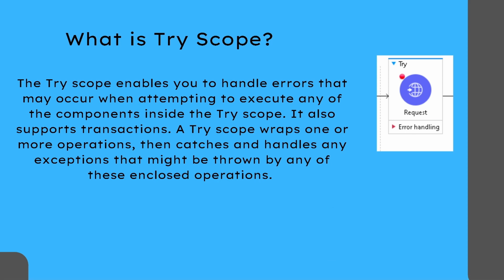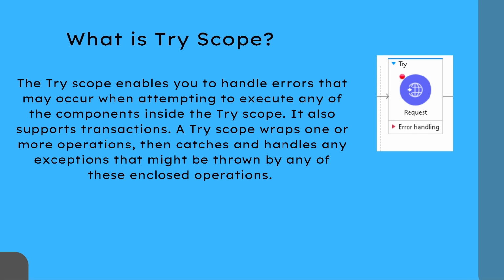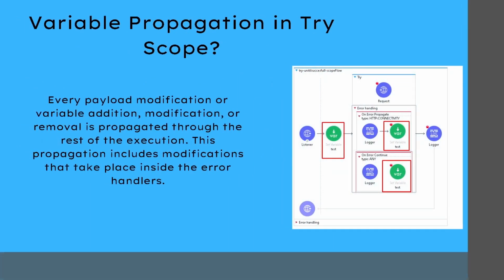Let's move on to the next part, variable propagation in try scope, guys. So how will the variable behave when a try scope is executed? Based on the definition, every payload modification or variable addition, modification or removal is propagated through the rest of the execution. This propagation includes modifications that take place inside the error handler.